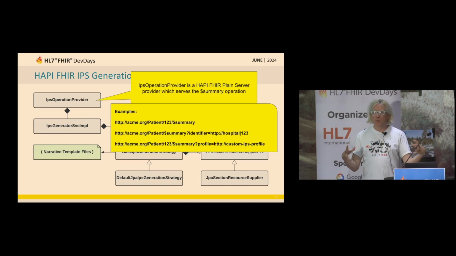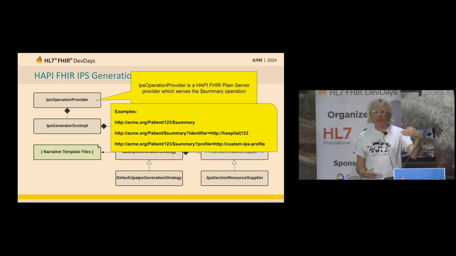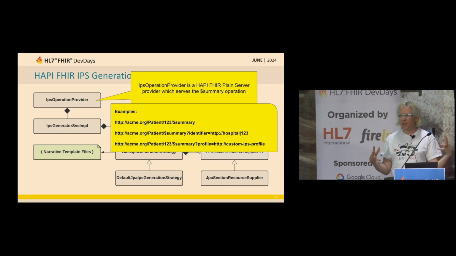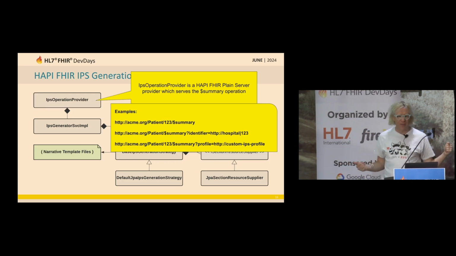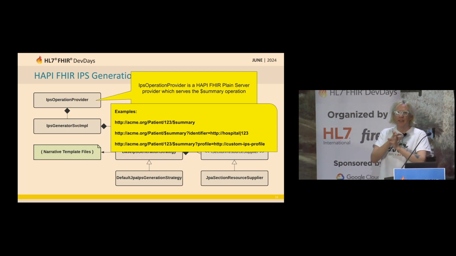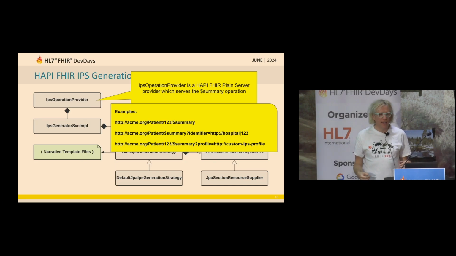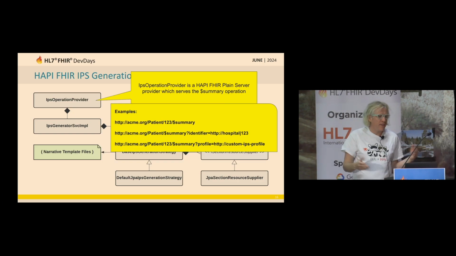We've also got what's called an operation provider. This is a plain server provider, and this is the thing that you would register with your HAPI FHIR server to actually physically support the $summary operation if that's a thing you want to support in your architecture. If you're not familiar with the $summary operation, I'm sure it's a thing Rob will talk about when he has his talk. But the short version is, it is a FHIR operation that you can use on a FHIR server to request the creation of an IPS document for a specific patient. And that's about all it is, actually. I've got a few examples of calling it there. You can give it an ID, you can give it an identifier, you can even ask for a specific profile back if you want.